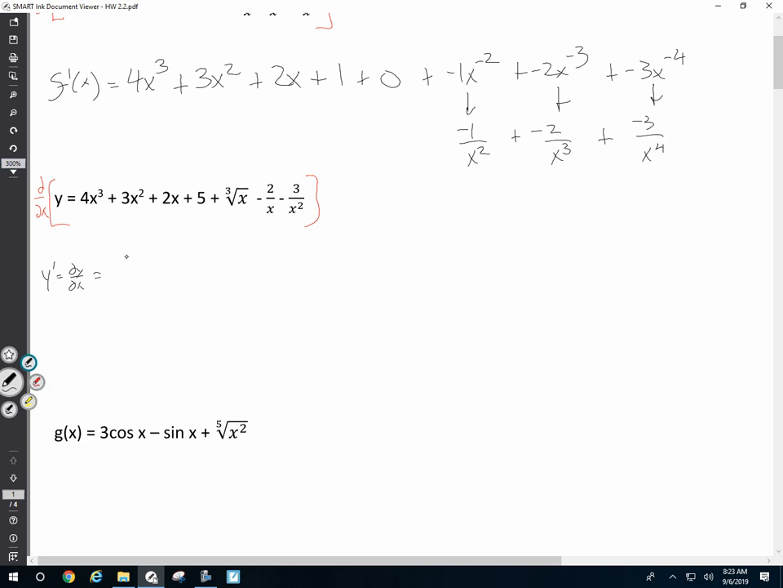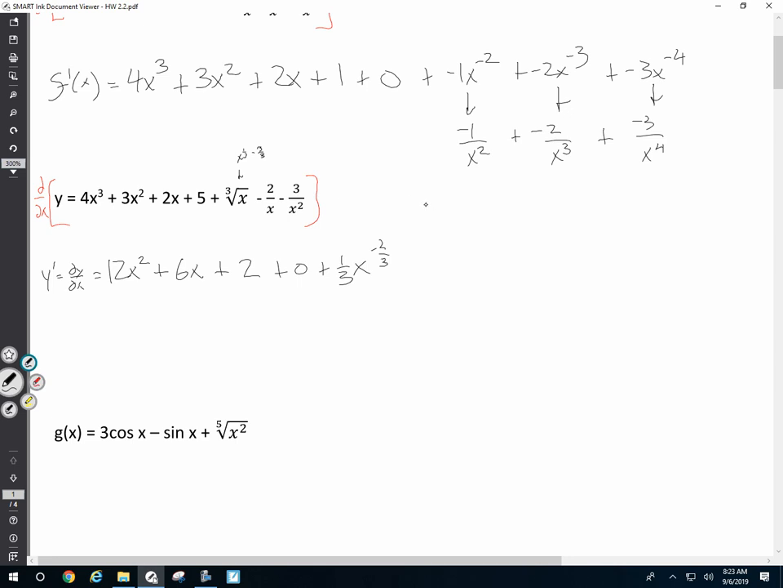Here we go. Bring the 3 down, subtract 1. Bring the 2 down, multiply by the 3, subtract 1. Derivative of 2x is just 2. The derivative of 5 is 0. This is x to the 1/3. Bring the 1/3 down, subtract 1 from 1/3, negative 2/3. Remember, you're subtracting 1, that's like subtracting 3/3.